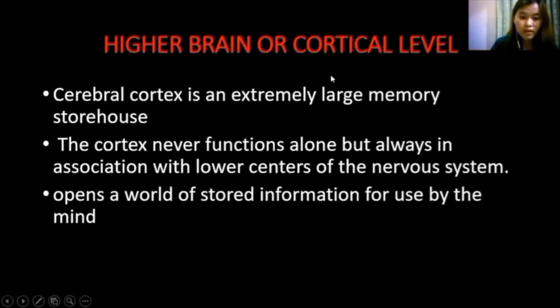Lastly is the higher brain or cortical level. The cerebral cortex is an extremely large memory storehouse. The cortex never functions alone, but always in association with lower centers of the nervous system. Without this cortex, all the movements and functions of our body would be imprecise. We need it in order to maintain determinative and precise functions of the body.